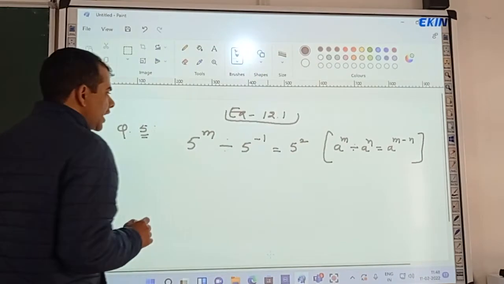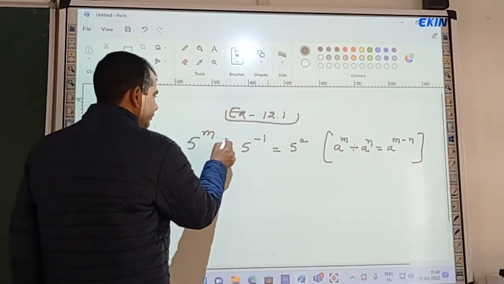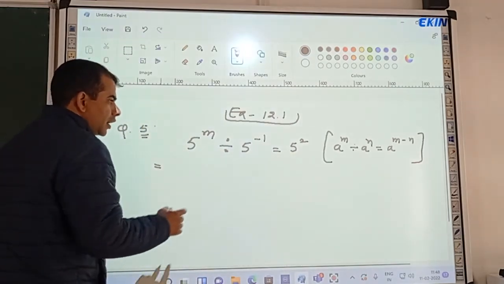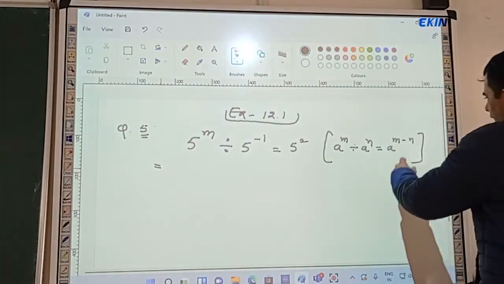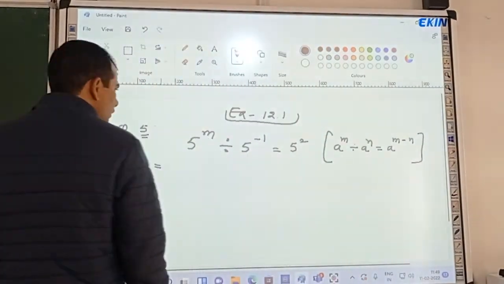Now 5 raised to power m divided by 5 raised to power minus 1 is equal to 5 raised to power 2. Now a raised to power m divided by a raised to power n is equal to a raised to power m minus n.